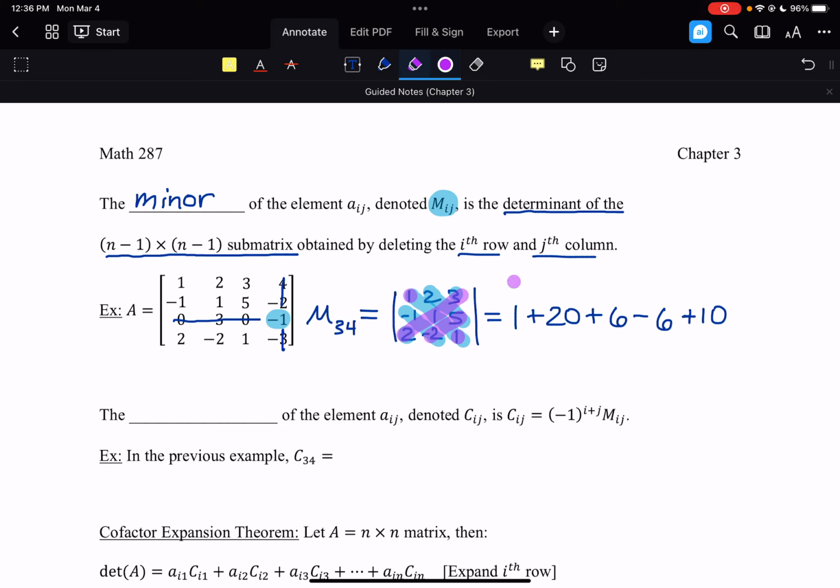And then 1 times negative 1 times 2. So that's negative 2. So that's minus negative 2 or plus 2. So we get, that's 21. These cancel, 31, 33.